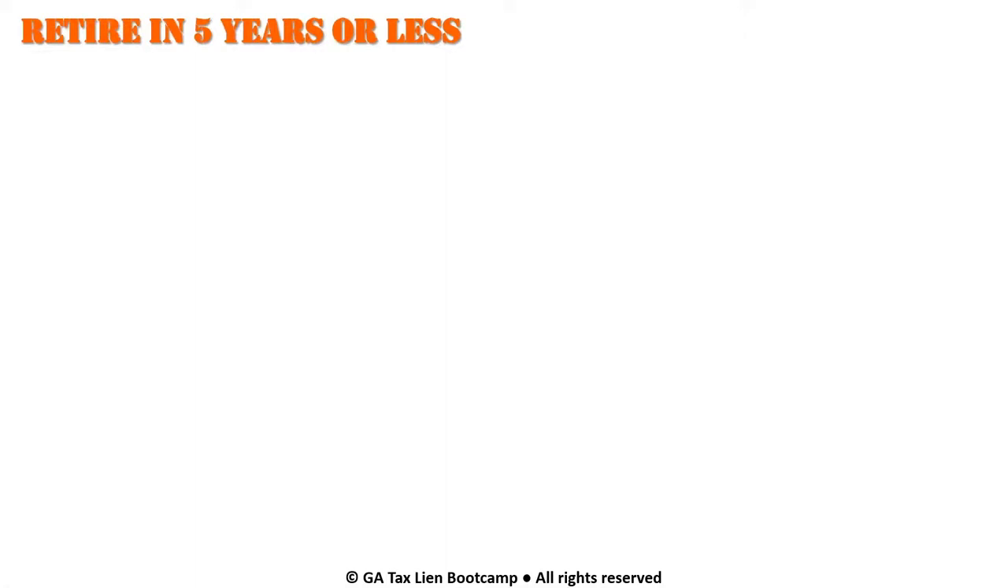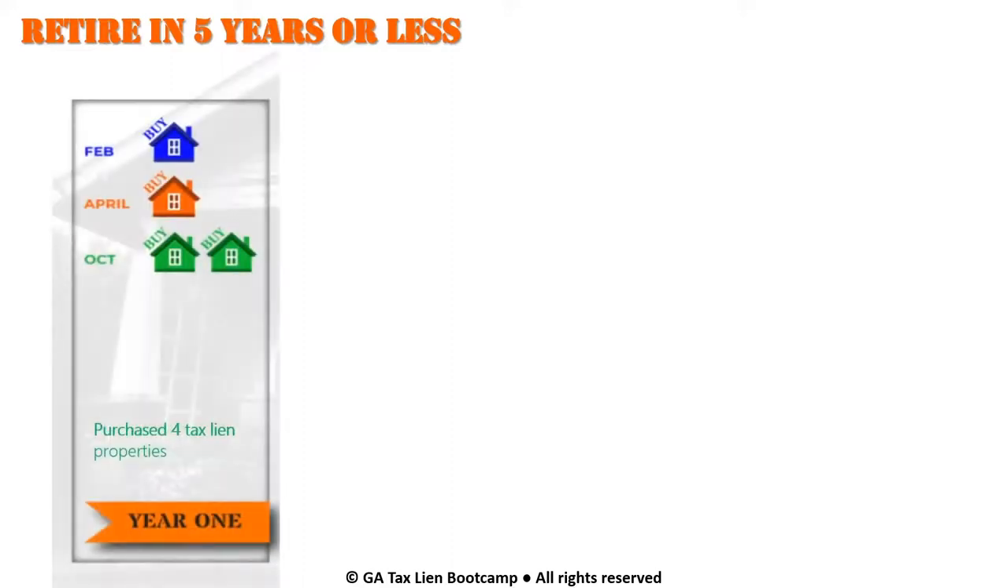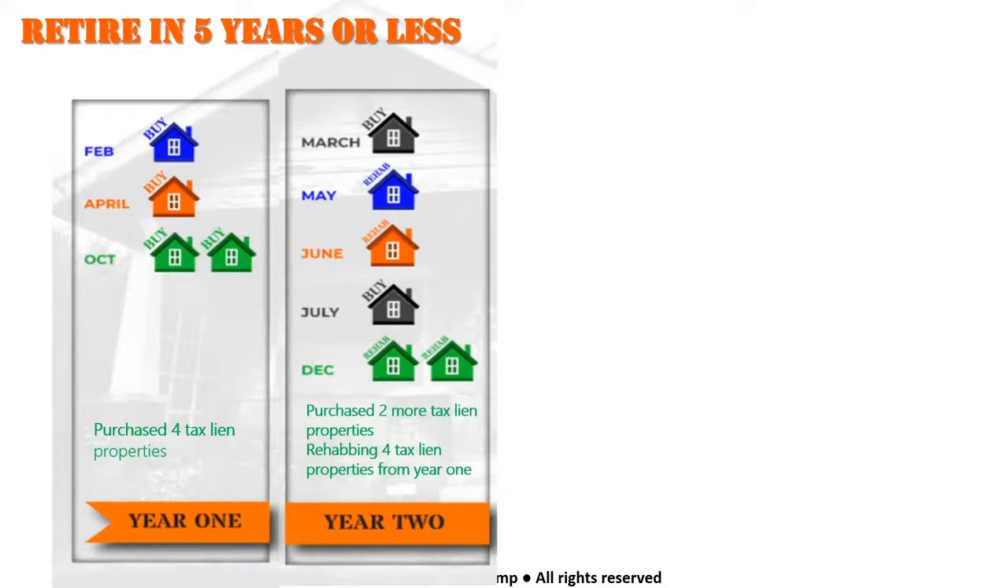So what does it look like in order for you to take your investment funds and actually retire in 5 years or less? Let's say in year one, you purchase 4 tax lien properties at the tax sale. In year two, remember, you can't do anything with the property for 365 days because of Georgia law, right? We are a redeemable tax deed state. You purchase 2 more properties the following year, but now you're starting the rehab process or putting that house out to be rented. You're doing that coming up in year two.